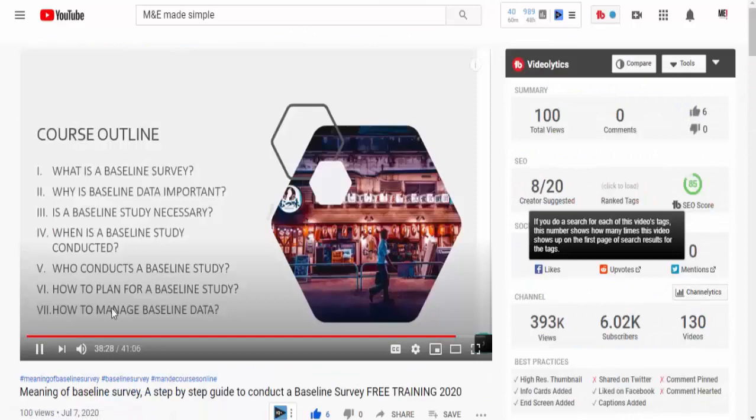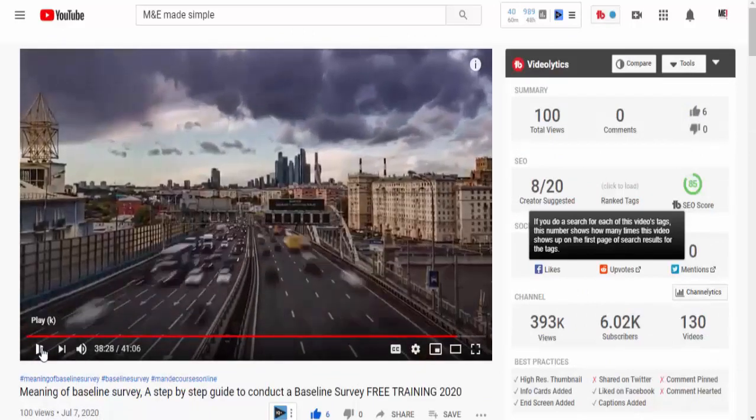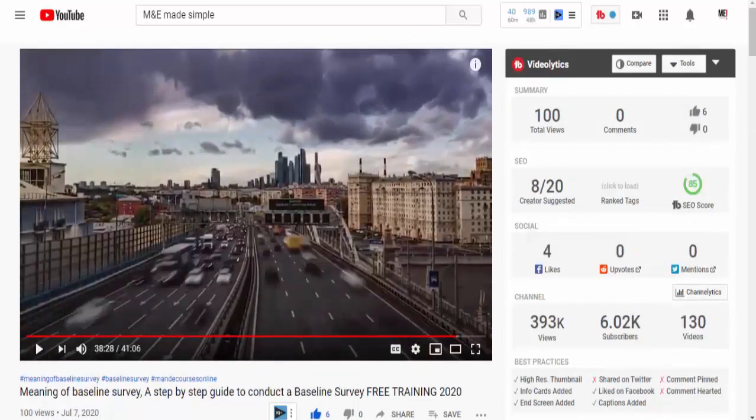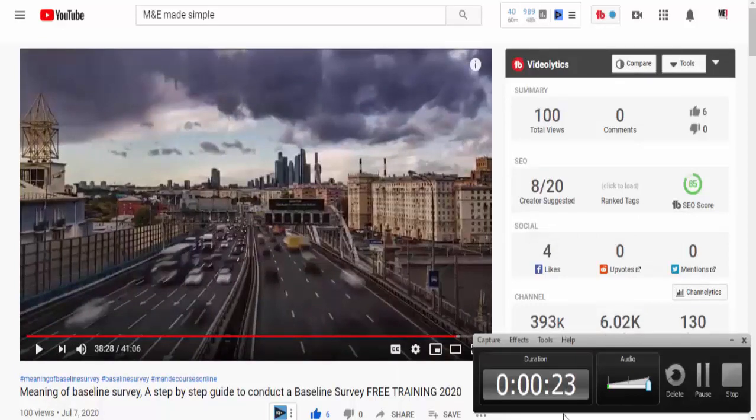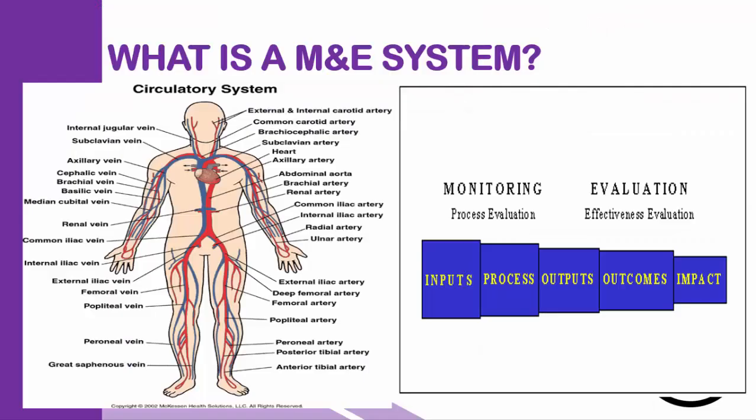What is an M&E system? I feel that I should explain this to you guys. A monitoring and evaluation system is the holistic thing. It's everything that keeps monitoring and evaluation activities running.